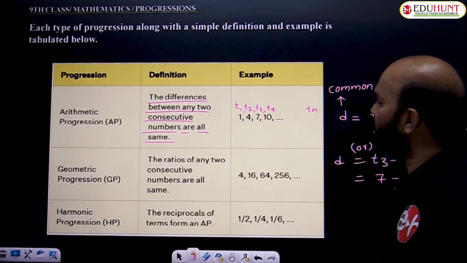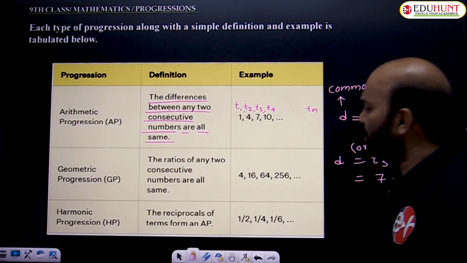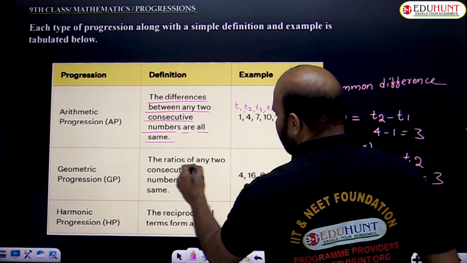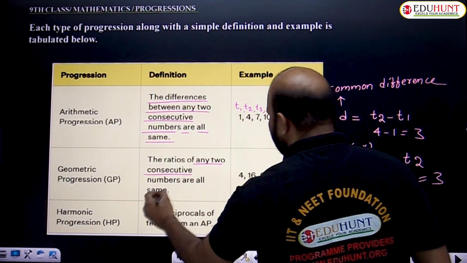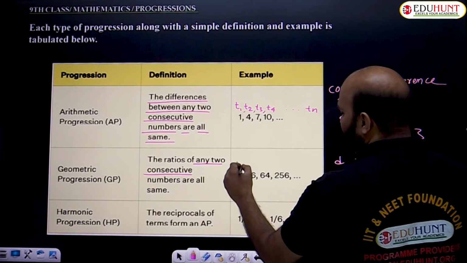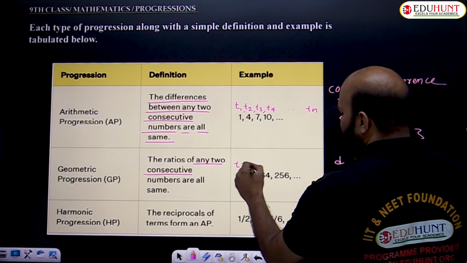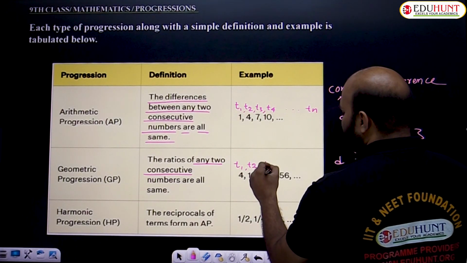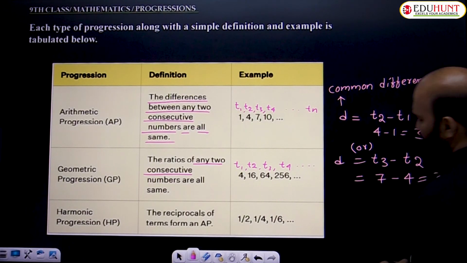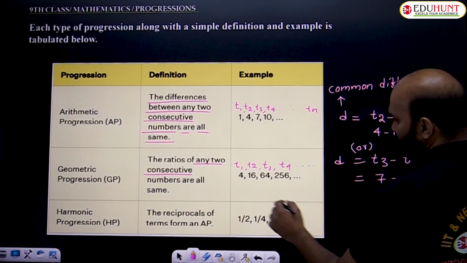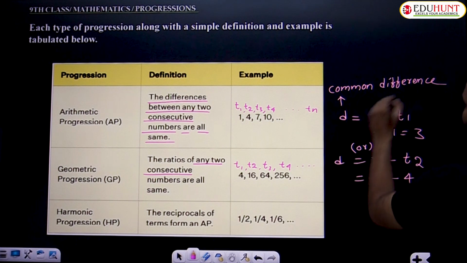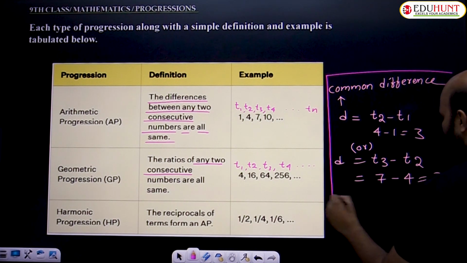Next one, geometric progression. The ratio of any two consecutive numbers is the same. So here also the first term is T1, the second term is T2, the third term is T3, the fourth term is T4 and so on. Clearly we need to notice that the common ratios are equal. Common ratio means, how will we get the common ratio?